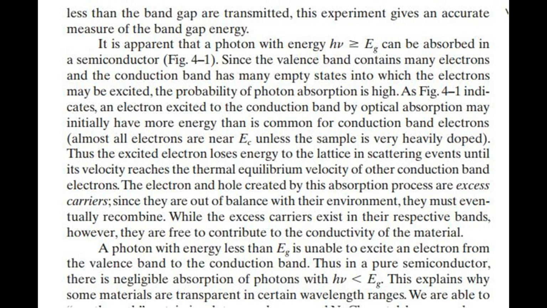The electron and hole created by this absorption process are excess carriers. Since they are out of balance with their environment, they must eventually recombine. While the excess carriers exist in their respective bands, however, they are free to contribute to the conductivity of the material. A photon with energy less than Eg is unable to excite an electron from the valence band to the conduction band. Thus in a pure semiconductor, there is negligible absorption of photons with hν < Eg. This explains why some materials are transparent in certain wavelength ranges.